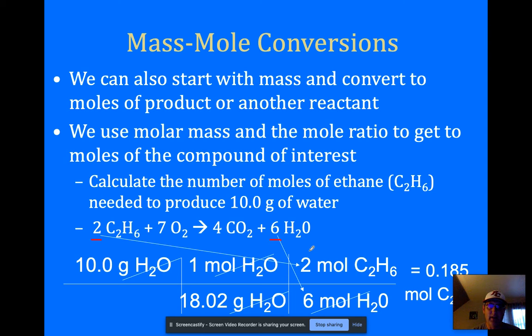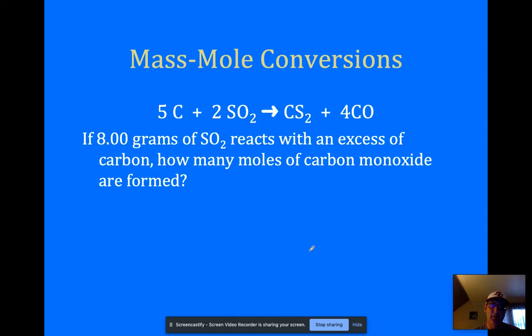All right, moving along. Here's one that we'll do on our own. It says 8 grams of SO2. So this is what I have right there. I have 8 grams of that. Okay, and it reacts with an excess of carbon. That just means you have plenty of that carbon. How many moles of carbon monoxide are formed? So this is what I need right there, question mark mole. Okay, how many moles of this do I have?